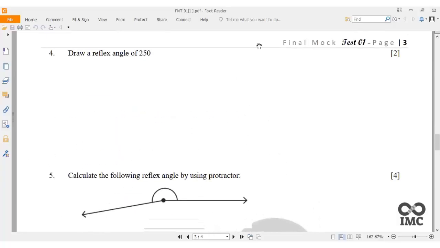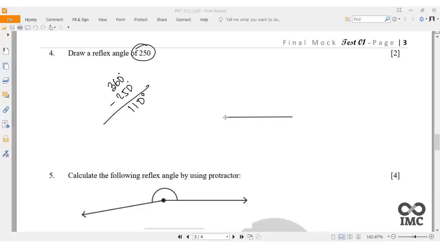Now, draw a reflex angle of 250. To draw the reflex angle, at first we need to find out the difference, that is 360 degree minus 250 degree. So what is 360 minus 250? That will be 110. So you will draw 110 degree at first because we have only 180 degree semicircle, our protractor has only 180 degree. So we cannot draw 250. So at first we will draw 110.